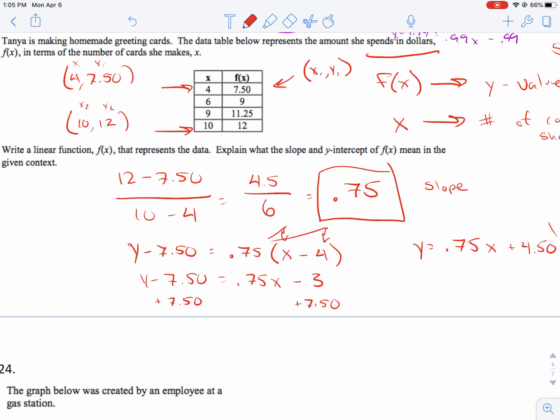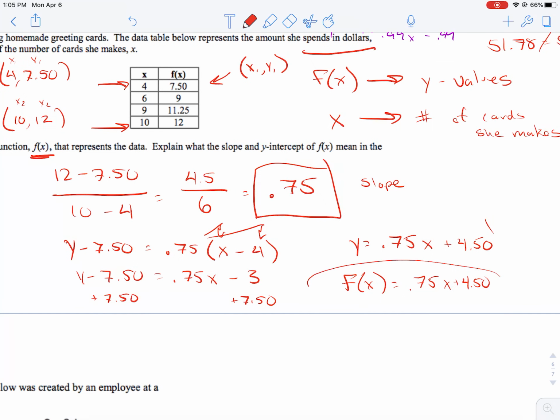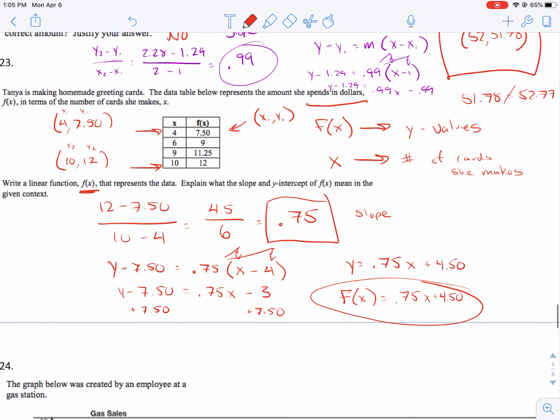All right, let me put that extra 0 in there because that makes it a little more relevant to our problem here. Okay. Now, I'm not quite done yet because I need to write a linear function here. So I just wrote an equation. I need to write this function in terms of f of x. So anywhere I see a y, that's f of x there.